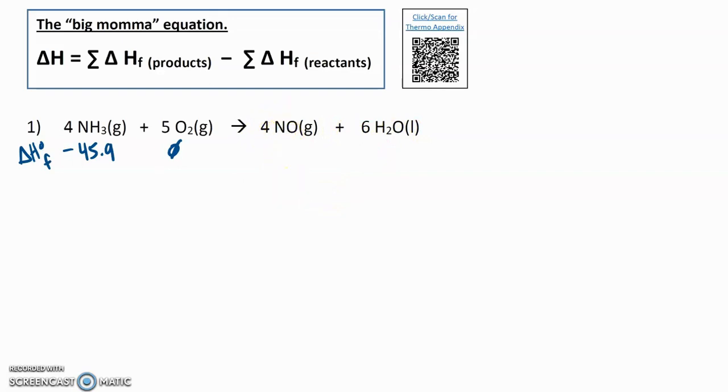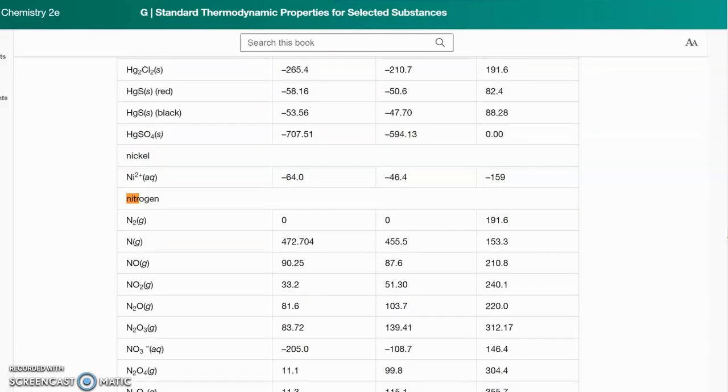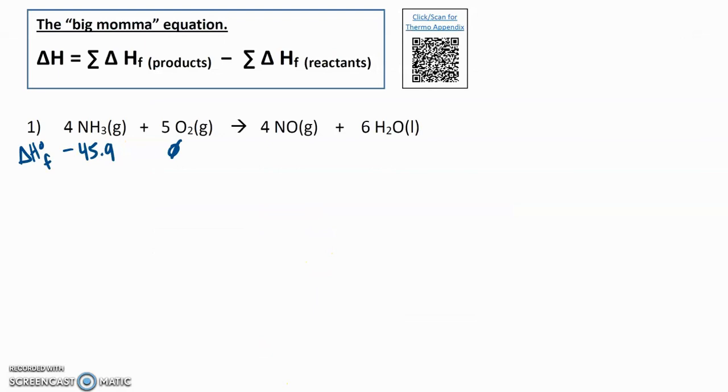So back to our nitrogen section. Search for nitrogen one more time. There we go. We're looking for gaseous NO. 90.25 is its value.